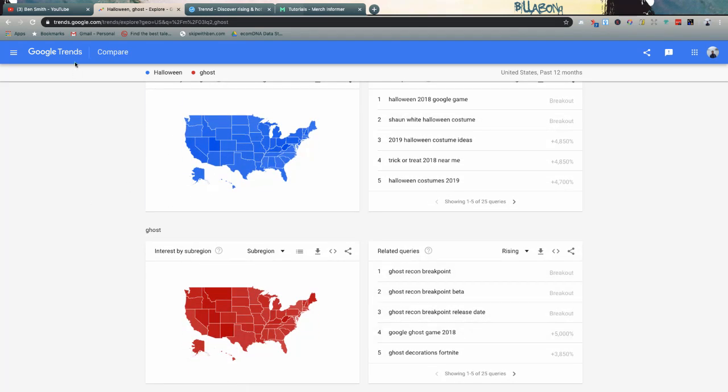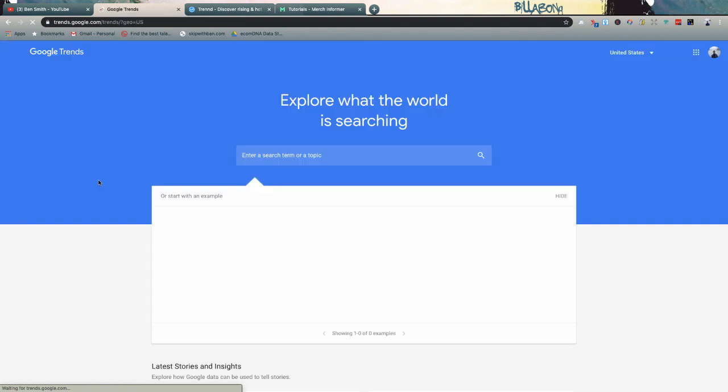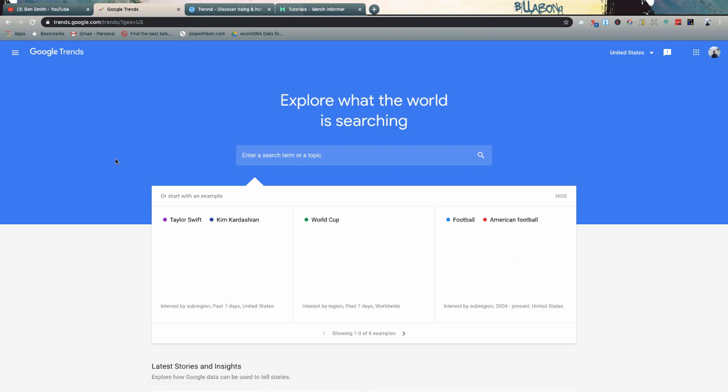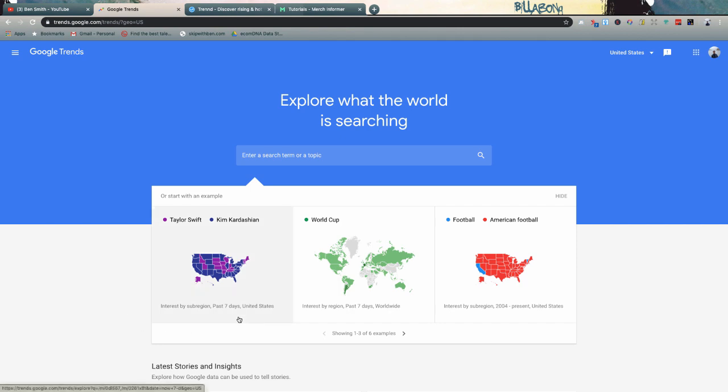Now, the one problem with Google Trends is that it's really great if we already know the keyword or niche that we want to search for, but it doesn't do a great job at recommending keywords that are starting to trend. You'll notice on the main page it shows a couple of the big ones right now, like Taylor Swift and Kim Kardashian, World Cup football and American football. But really, unless we already know what we're searching for, it's not a great place to do research.